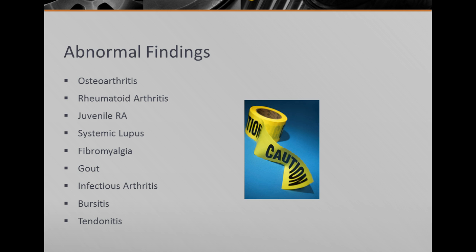Juvenile rheumatoid arthritis is a form of arthritis that can affect any body part. Inflammation causes pain, swelling, stiffness, and loss of function of joints. Symptoms may include fever and skin rash. Systemic lupus is an autoimmune disease. The autoimmune response results in inflammation and damage to joints and other organs, including the kidneys, lungs, blood vessels, and heart.